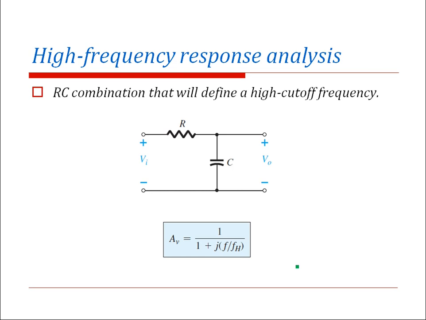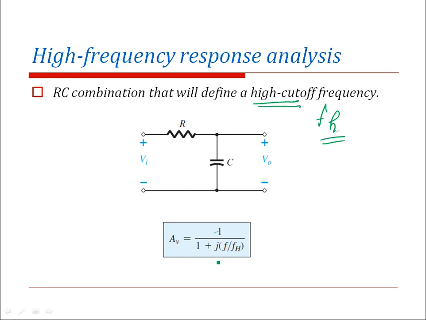So again, for high frequency response analysis, you need an RC combination which will define the higher cutoff frequency. Just like low frequency analysis, you need to find out the higher cutoff frequency, FH here. So FH, the higher cutoff frequency, is determined by this equivalent circuit, where this capacitance is coming into picture across the output terminals here. We have seen the theory behind how the total capacitance is affecting the higher cutoff frequency.